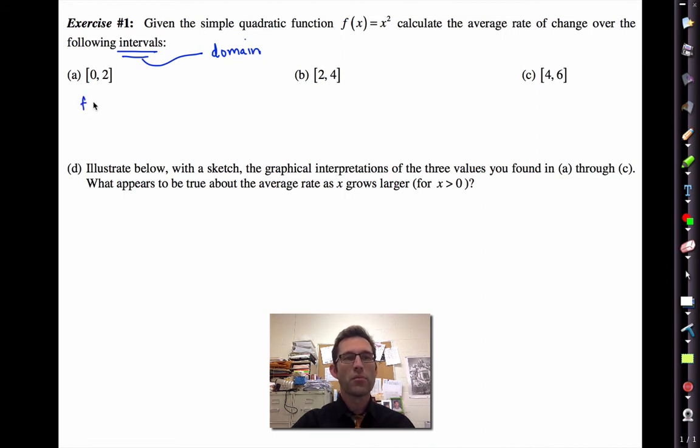So we can blindly apply the formula: f of 2 minus f of 0 divided by 2 minus 0. And this is pretty easy. f of 2 squared is 4. f of 0 is 0. 2 minus 0. And we get 2. So the average rate of change is 2. All right, big deal. Why don't you pause the video now and calculate the average rate of change in letter B and letter C.